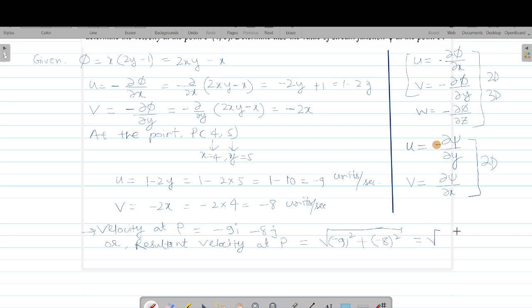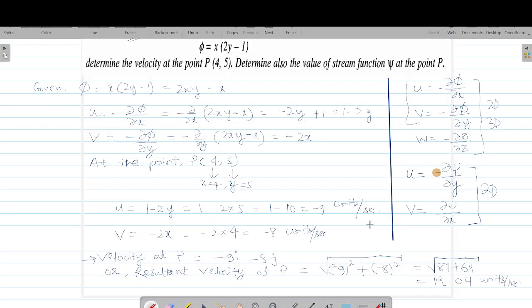If you just do some calculation, 9 squared means 81 and 8 squared means 64. So we are going to be getting 12.04 units per second. So this is the resultant velocity for the velocity components u and v, and as this is a two-dimensional flow, there will be a velocity along the y direction and the x direction. So you will be getting a resultant which is found like this. You can also consider the Pythagoras theorem while getting this, right?